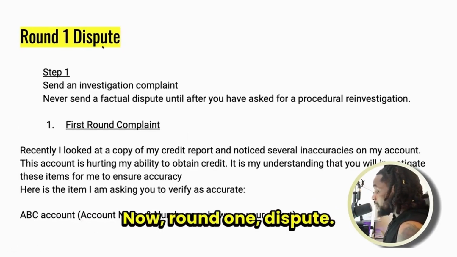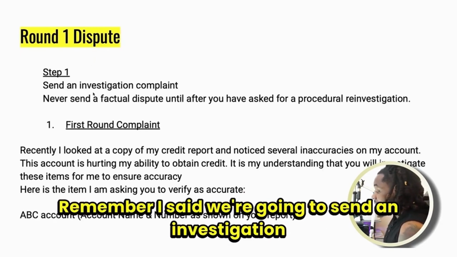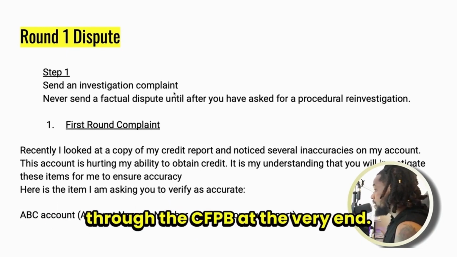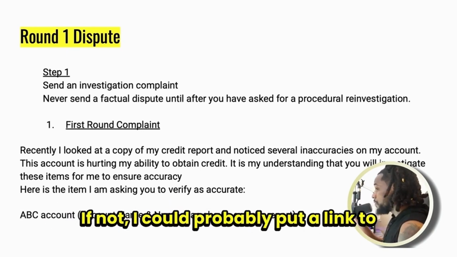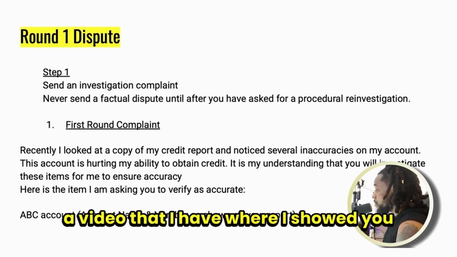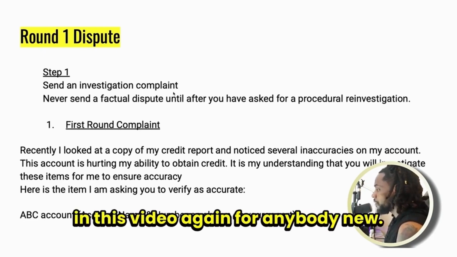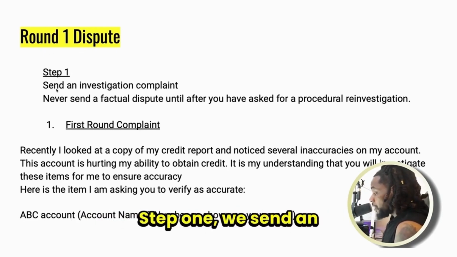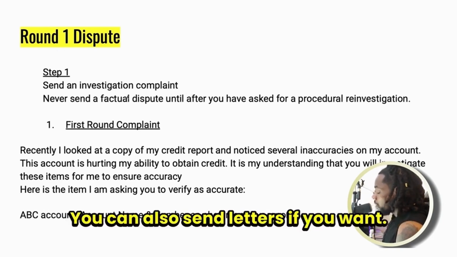Now, round 1 dispute. This is step 1. Remember, I said we're going to send an investigation complaint, and we send it through the CFPB. At the very end, I'm going to go through that process. If not, I could probably put a link to a video that I have where I showed you guys how to file a CFPB complaint. If not, I'm going to do it in this video again for anybody new. So round 1 dispute, step 1, we send an investigation complaint through the CFPB. You can also send letters if you want.